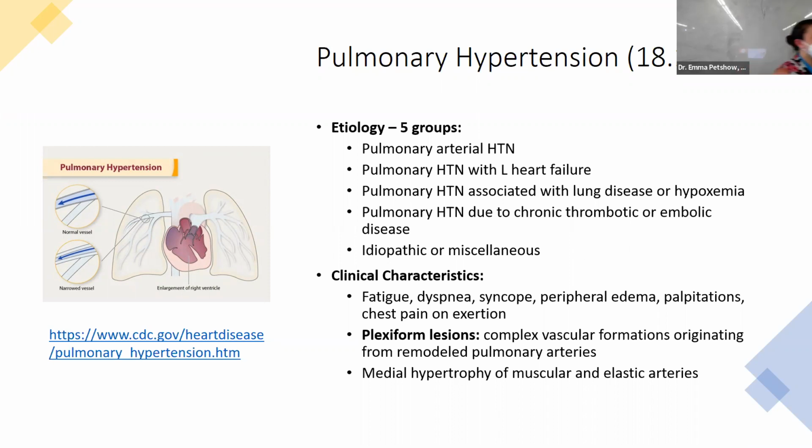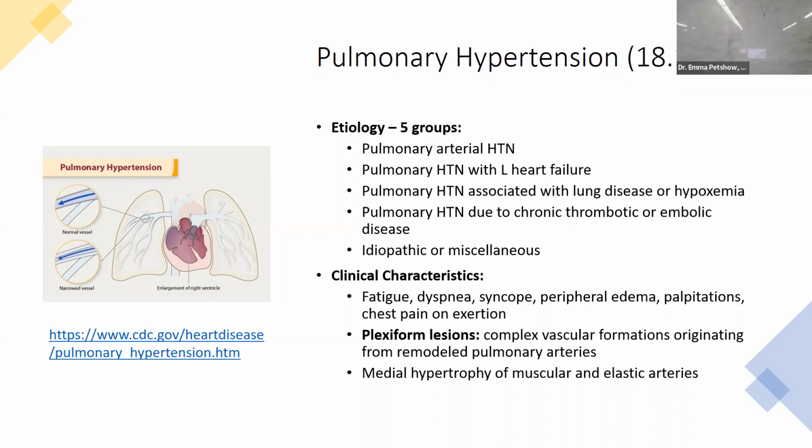One important lesion you may need to know is plexiform lesions. This would be pathognomonic for pulmonary hypertension. These are complex vascular formations that originate from remodeled pulmonary arteries. So think about it as like a spider vein in your lungs, right? So you're going to have some vascular remodeling because these vessels are becoming less compliant. When you see that under microscopy, you're going to see what is called a plexiform lesion.